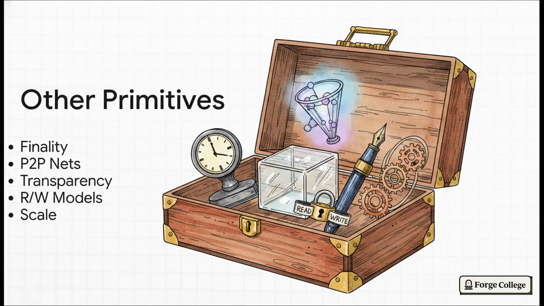Now, alongside immutability, our toolkit has a few other essential mechanisms. We've got transaction finality, which determines exactly when an action is permanently settled. Then there's peer-to-peer networking, acting like this giant, decentralized megaphone system for discovery without needing some central server. We also have data transparency, basically turning our systems into glass boxes where anyone can audit what's inside. And we can't forget read and write models, which dictates exactly who gets to hold the pen to write history and who actually has the clearance to read it. Oh, and of course, scalability considerations. That dictates how large our factory can grow before the machinery starts to slow down.